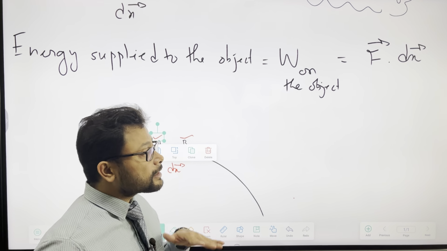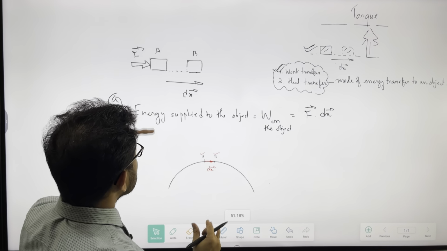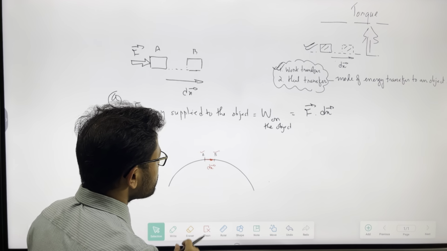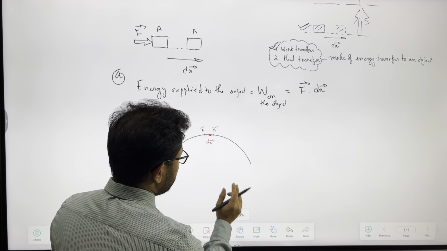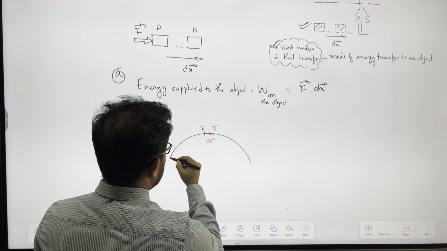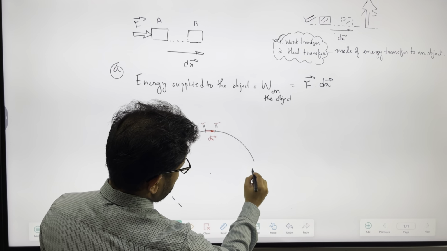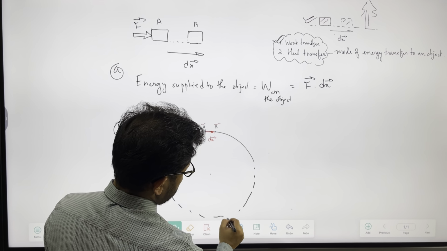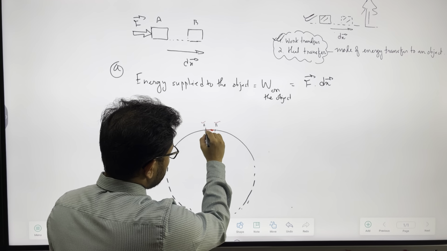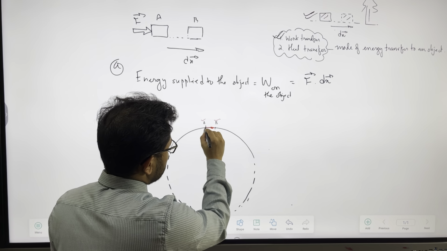All right, let's add these two concepts to understand the concept of work transfer. Now say we imagine the center of the circle that I was talking about was right here, and this is the initial position vector.